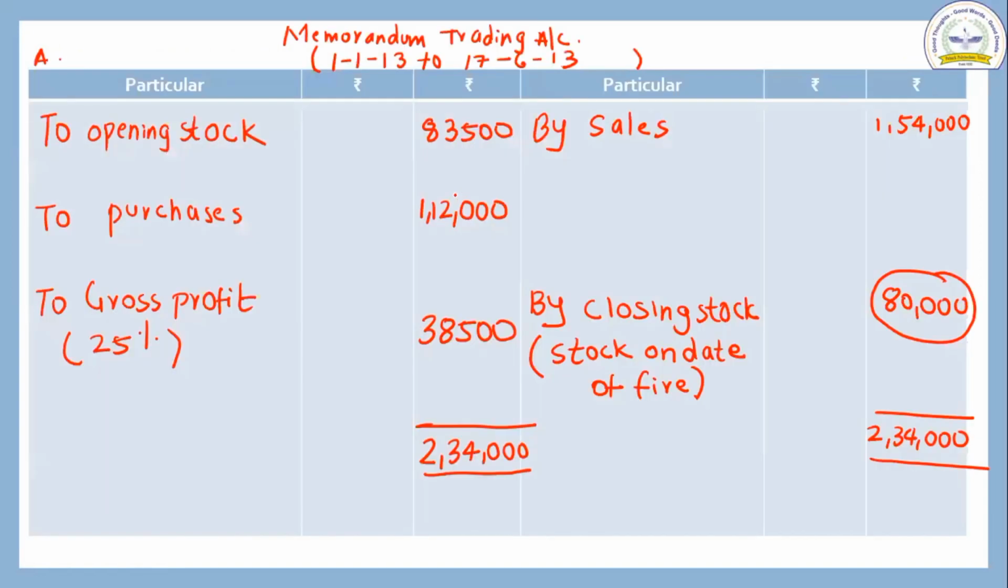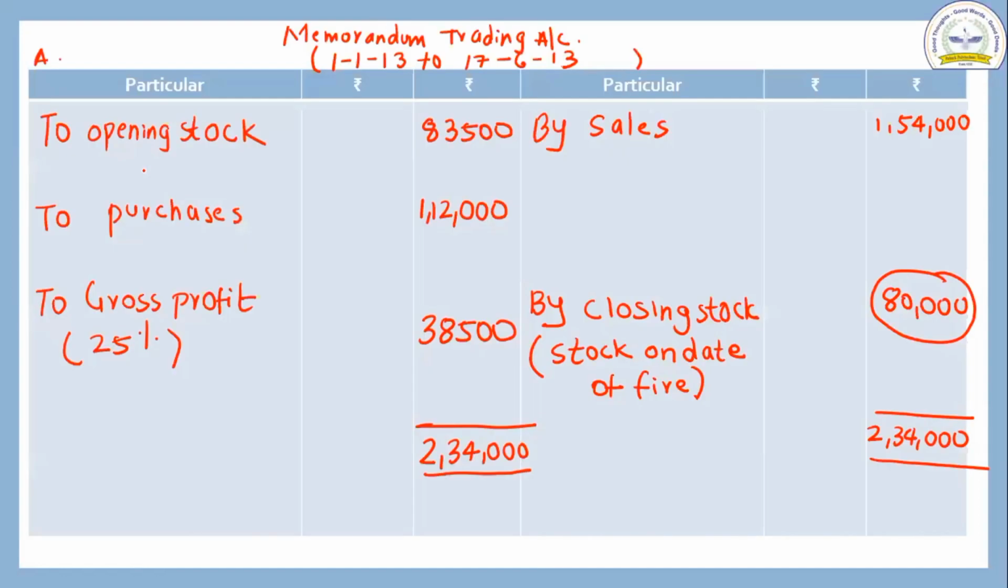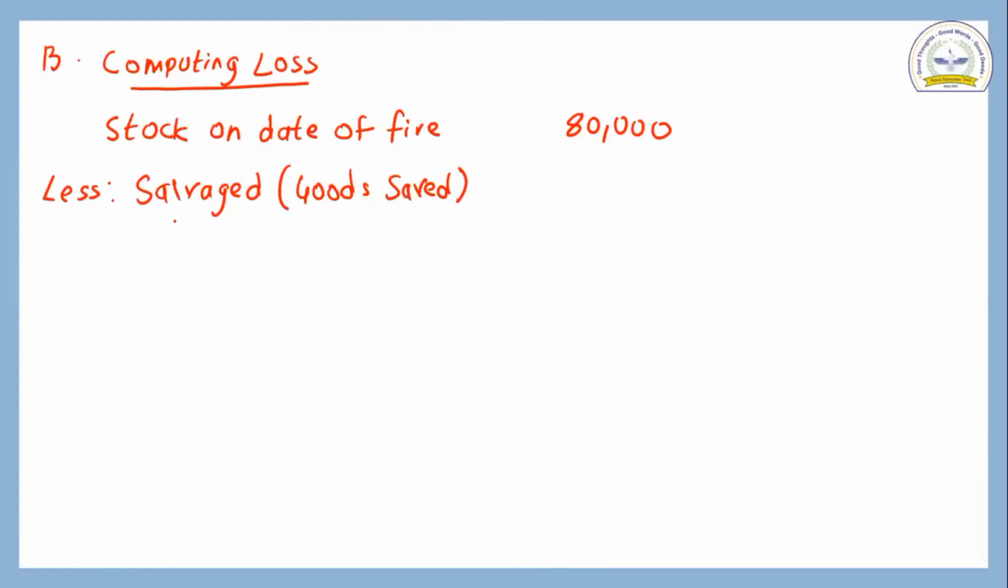If you refer to the second line of the question, students, here it is given the cost of the salvage. The cost of the salvage stock being 11,200. In addition, some stock was salvaged in damaged condition and its value was estimated at rupees 10,400. So we are having two amounts, students. One is 11,200 plus we are having 10,400. So we will add up this amount.